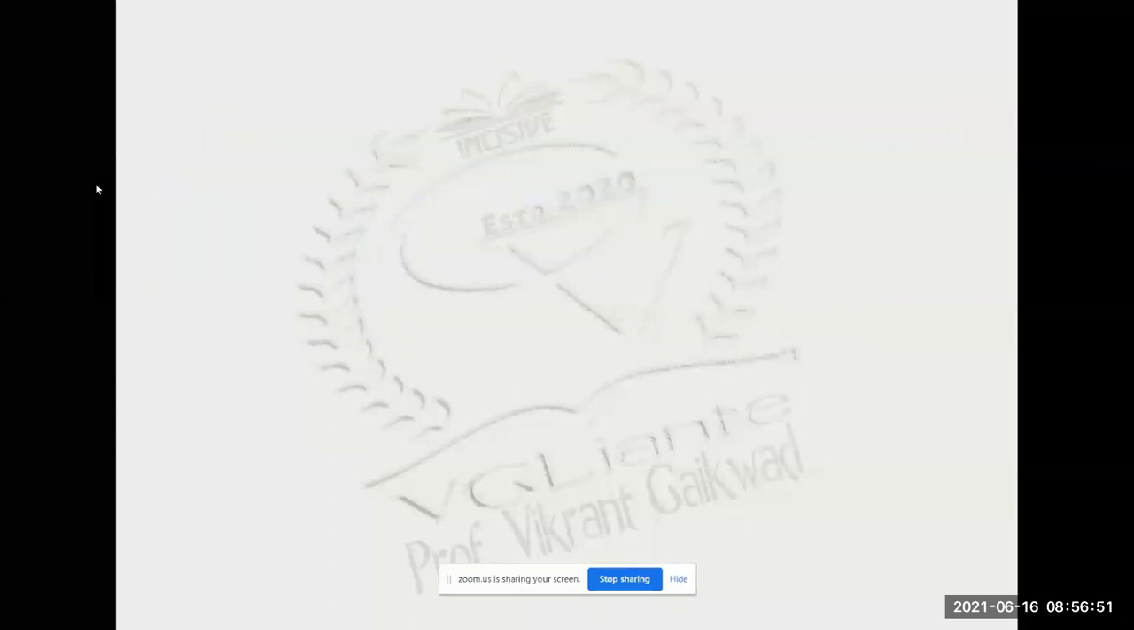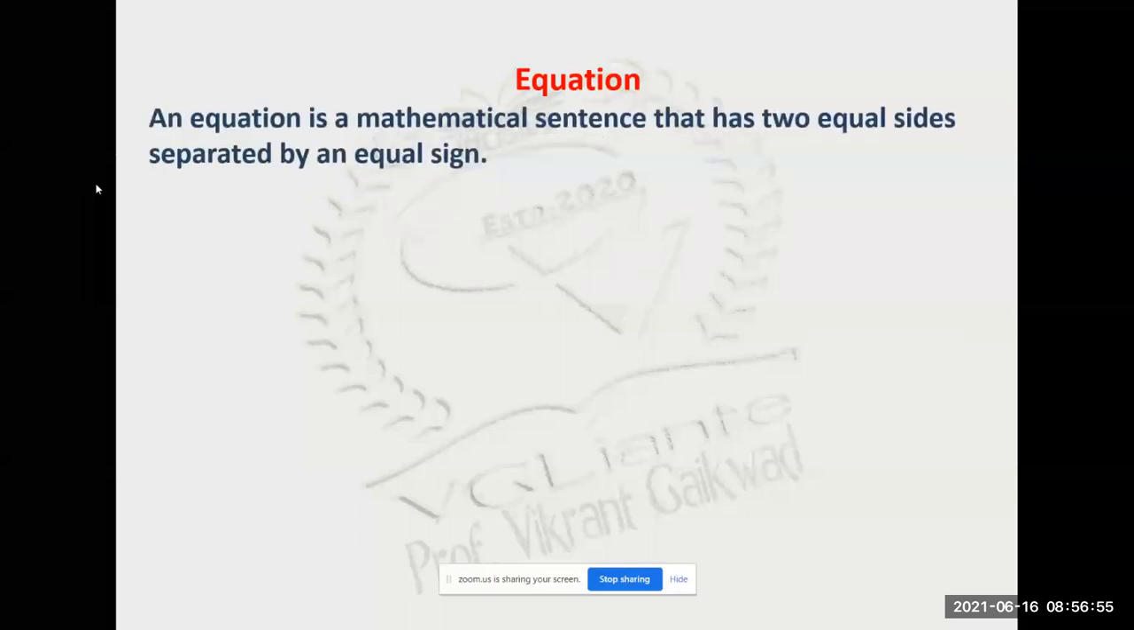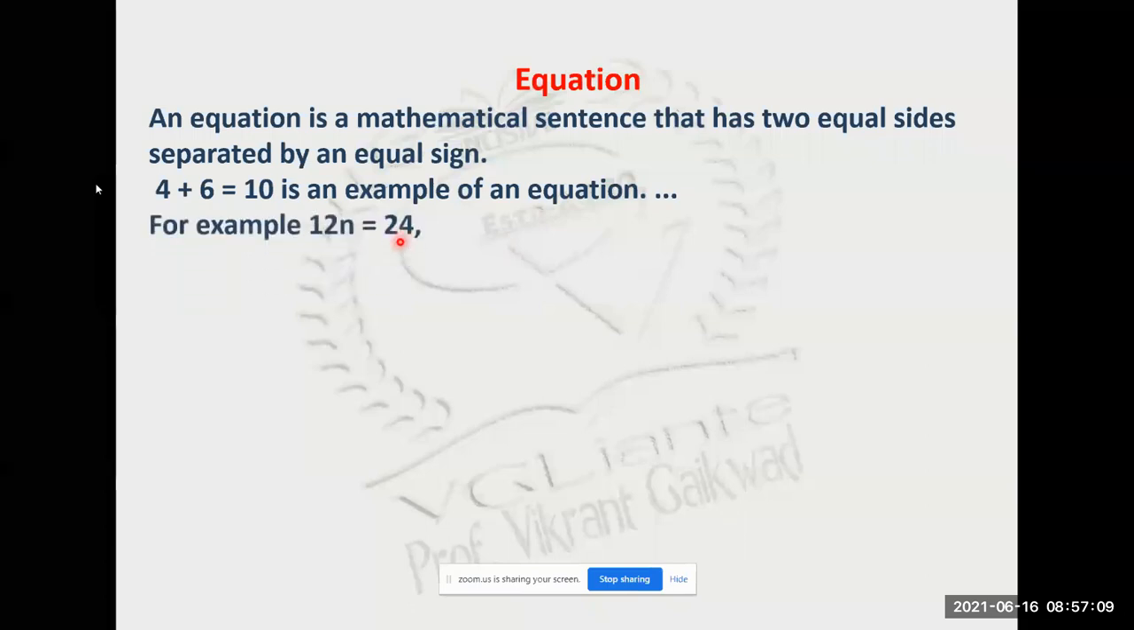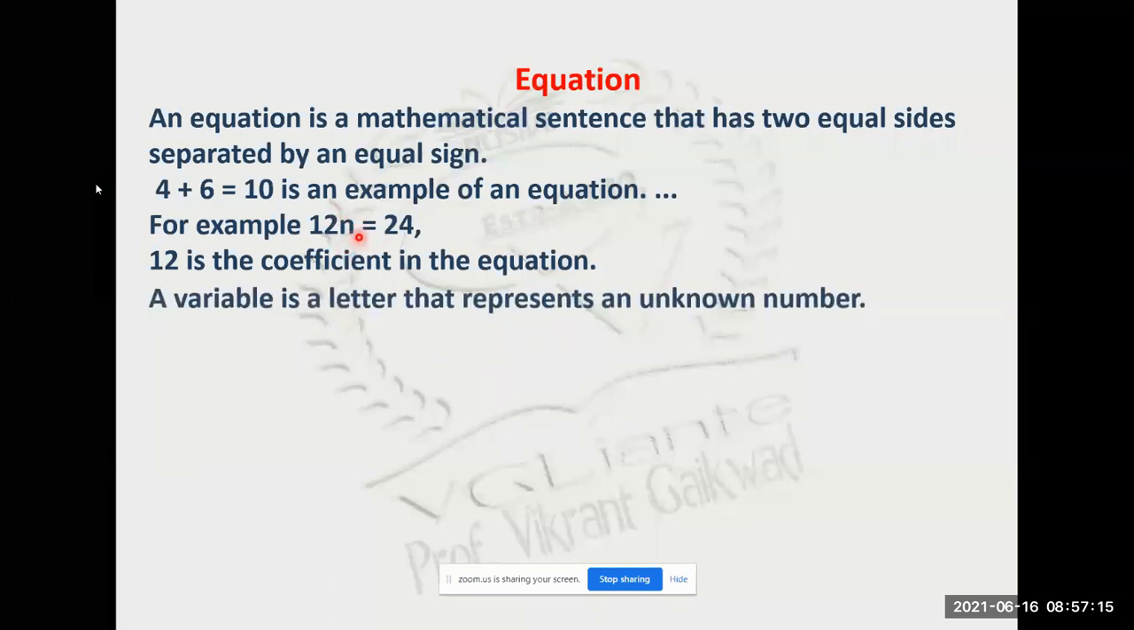For example, an equation is a mathematical sentence that has two sides separated by an equal sign. So when you're talking, see there is an example: 4 plus 6 equals 10. Another example is 12x equals 22.